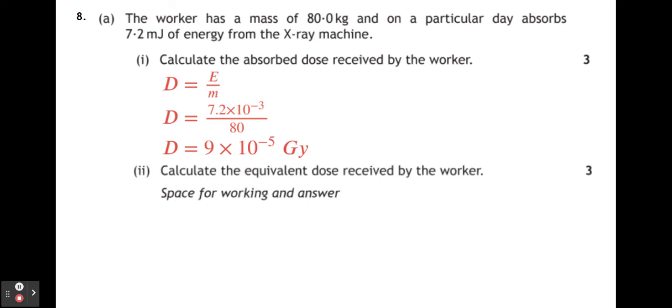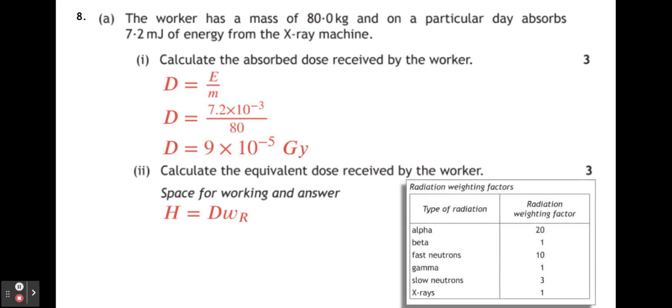Part 2. Calculate the equivalent dose received by the worker. So, H equals D times WR to find equivalent dose. We know the absorbed dose from before, 9 times 10 to the power minus 5. We're also told that it is an X-ray machine that is giving him the dose. So we can look on our data sheet and find the weighting factor for X-rays is 1. So it's 9 times 10 to the power minus 5 times 1, which is 9 times 10 to the power minus 5 sieverts.